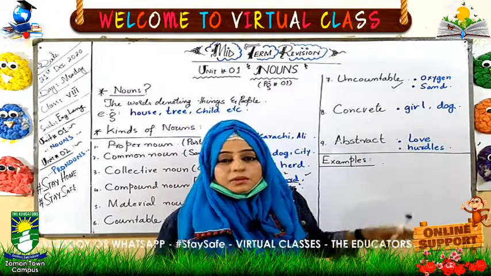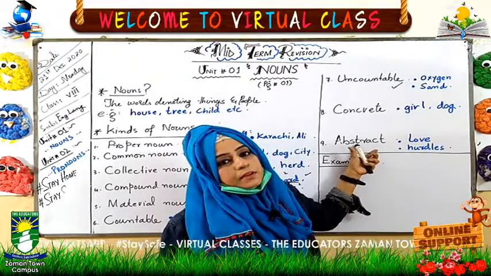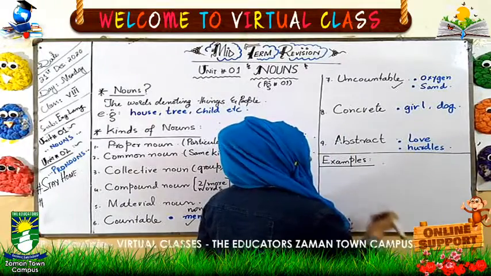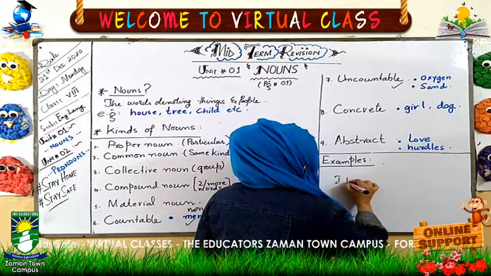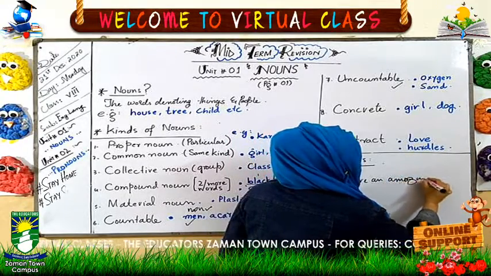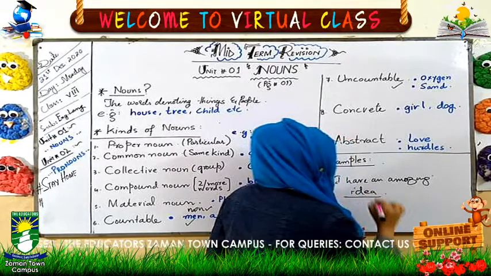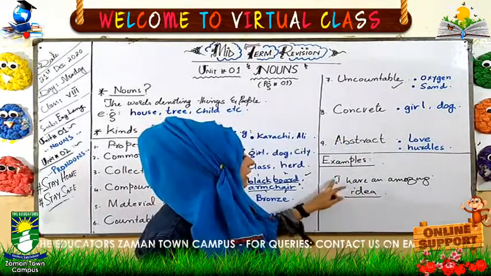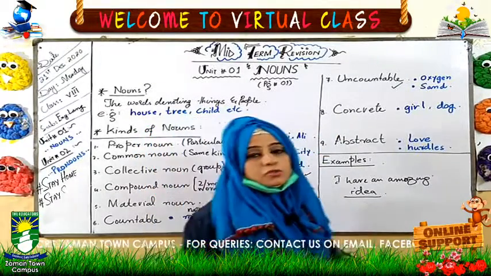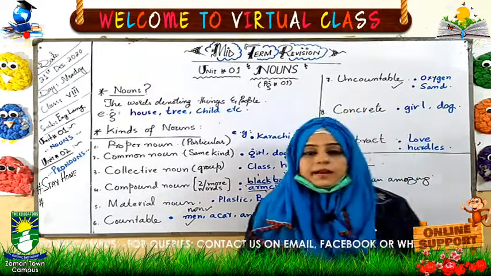Happiness, wisdom, concept, idea, these all are abstract nouns, right? Examples we have solved. For the abstract noun, I have an amazing idea. If I ask which kind idea is, it can be countable as well. But if I say concrete or abstract, it would be abstract because you cannot see, feel or touch it, and the physical appearance of the idea does not exist.